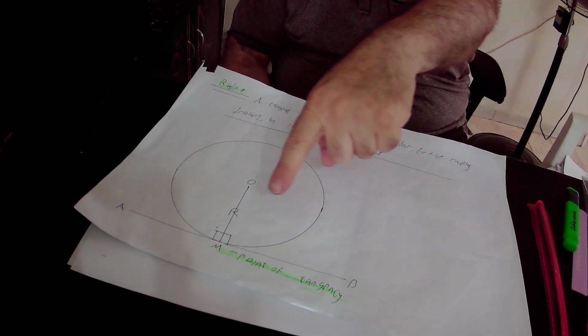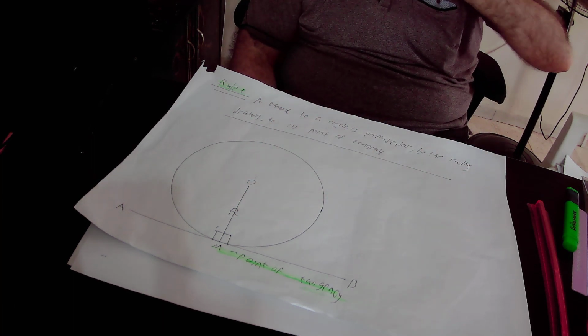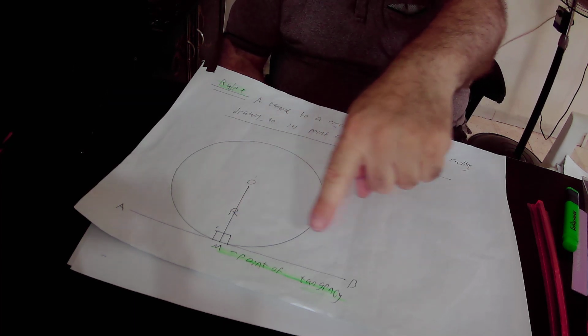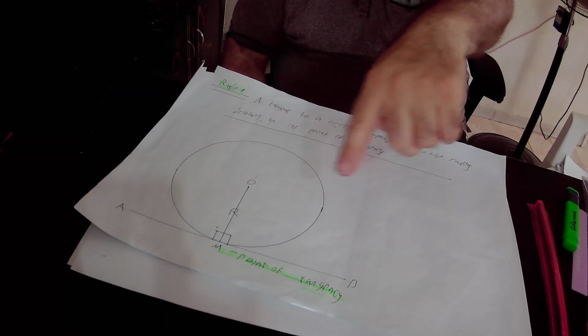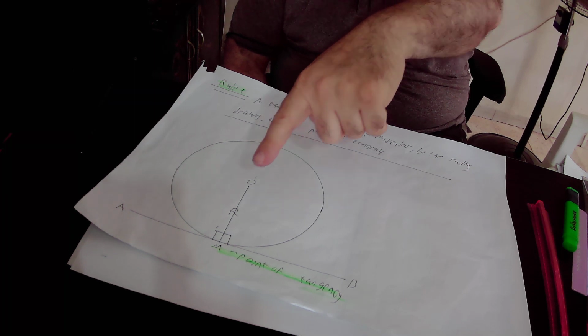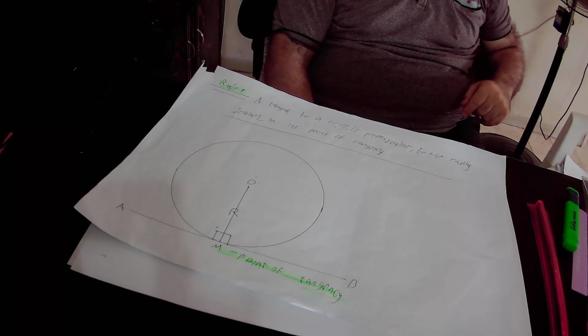Here we have tangent AB, that is tangent to this circle at point M. Point M is the point of tangency. And we have the radius OM that is drawn to the point of tangency, that is to say, it is drawn to point M, the point of tangency of tangent AB with this circle. Therefore, this angle equals 90 degrees, and this angle equals 90 degrees, according to rule number 1.